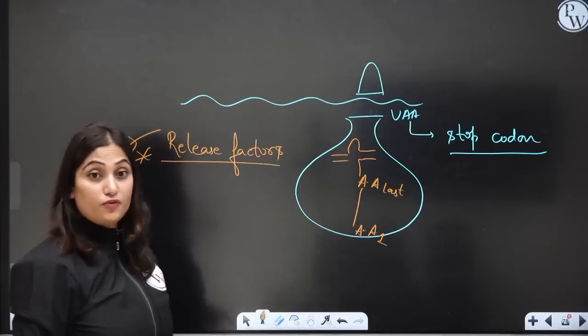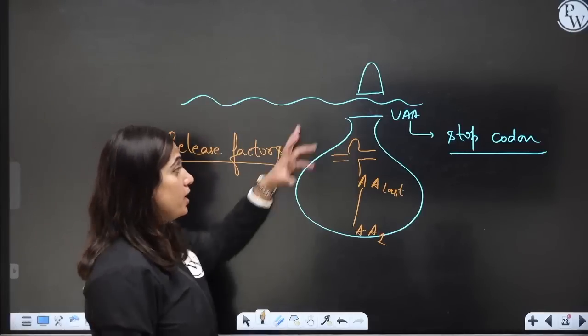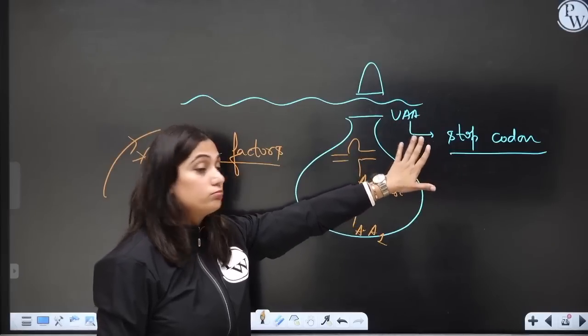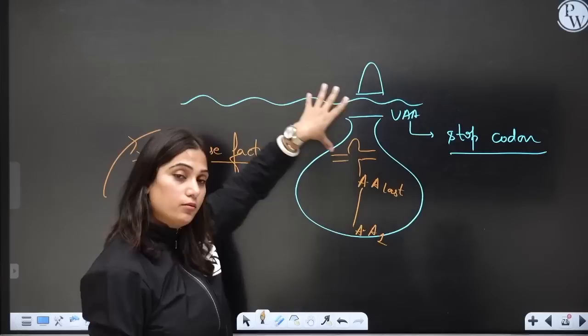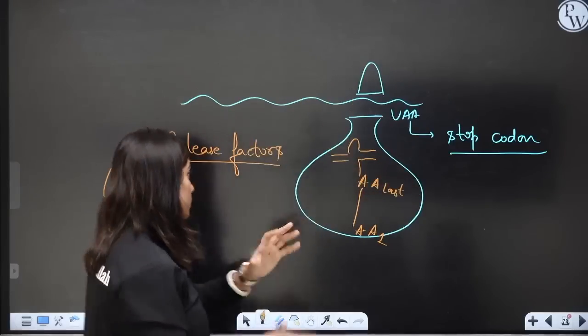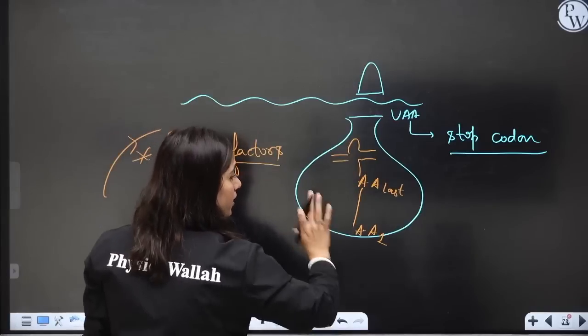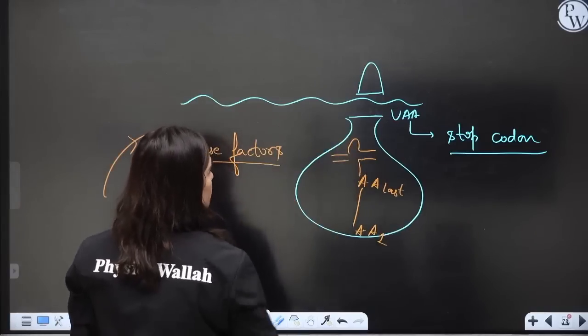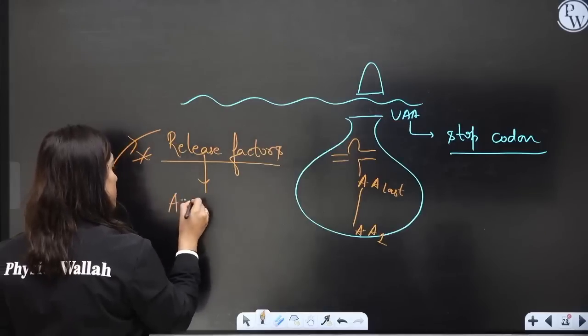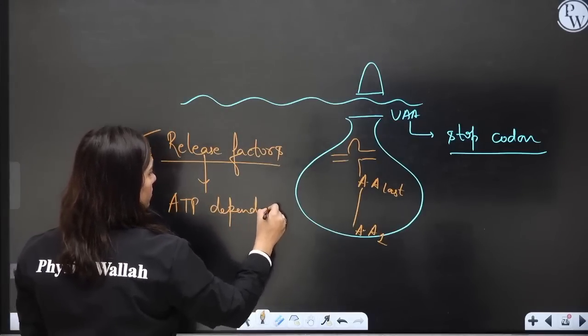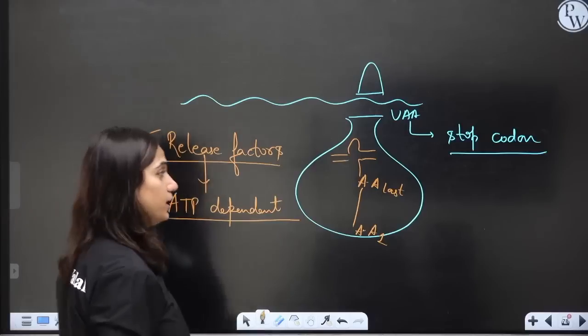What is the function of release factors? They stop the process when the ribosome reaches the stop codon. They stop the process by releasing this protein chain and by releasing these ribosomes. So these release factors are also ATP dependent.